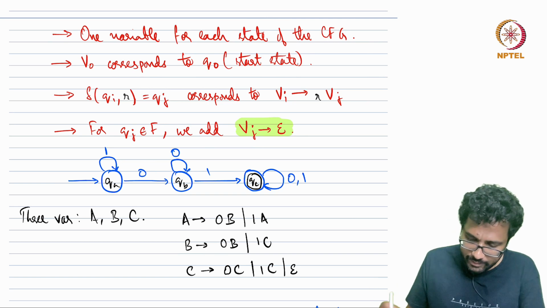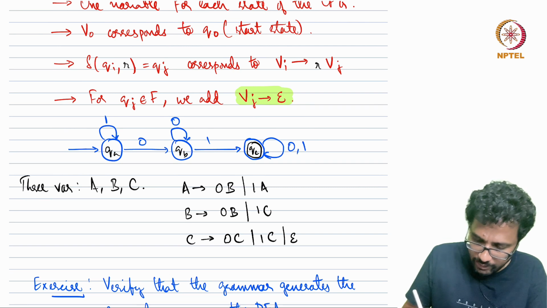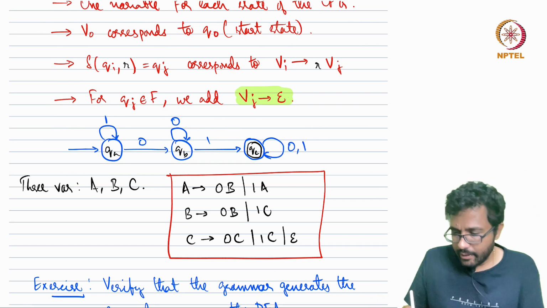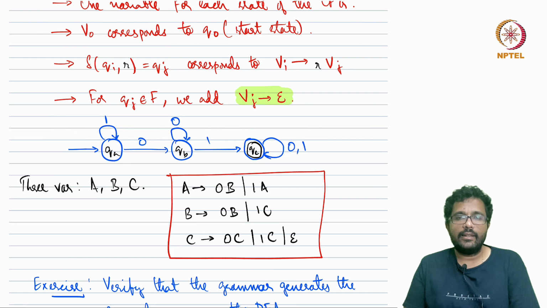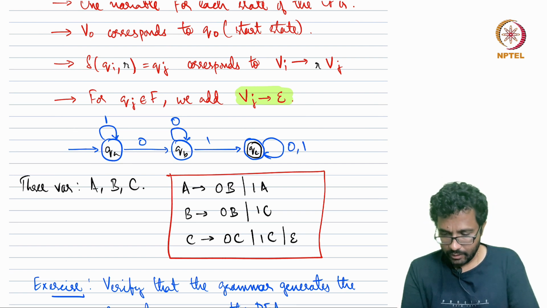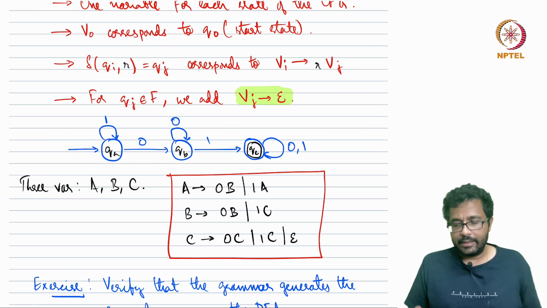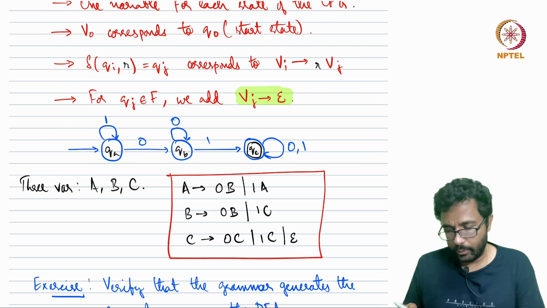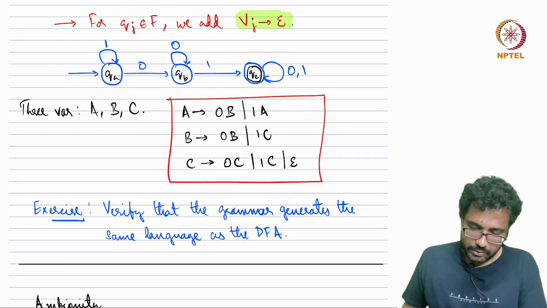Now you can try playing around and seeing what this context free grammar yields. It will yield the exact same set of strings that this DFA accepts, nothing more, nothing less. You can verify that this yields exactly the set of all strings that contain the substring 0, 1.